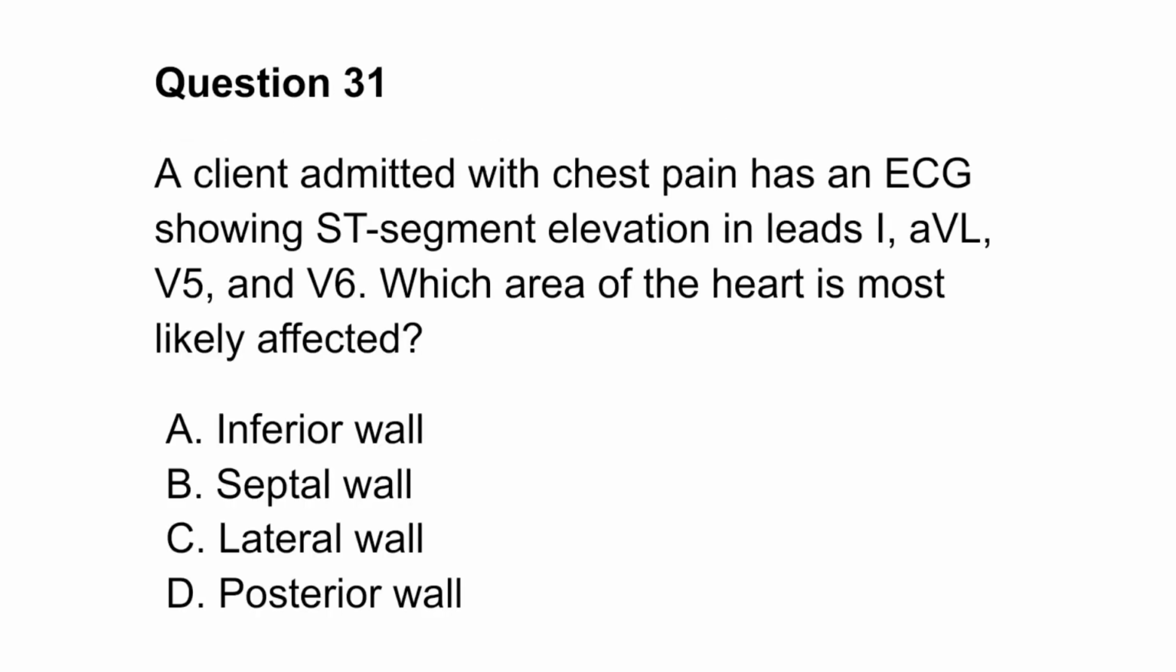Question 31. A client admitted with chest pain has an ECG showing ST segment elevation in leads I, aVL, V5, and V6. Which area of the heart is most likely affected? A. Inferior wall. B. Septal wall. C. Lateral wall. D. Posterior wall.